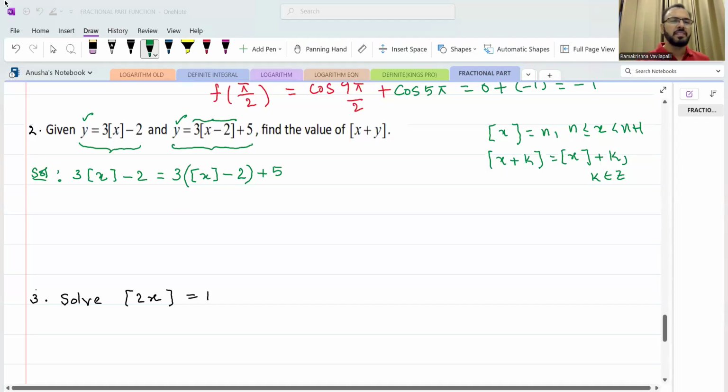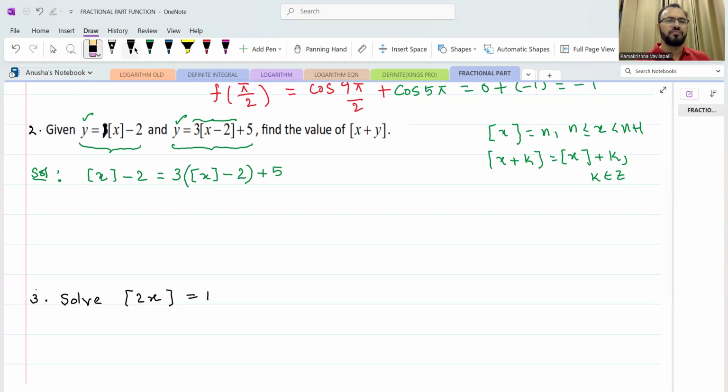As such, the given equation has no solution. So I am just changing this equation. I am not taking this 3. Now I am removing this 3. Well, so now what are the equations? Y equal to integral part of x minus 2. Y equal to 3 into integral part of x minus 2 plus 5.